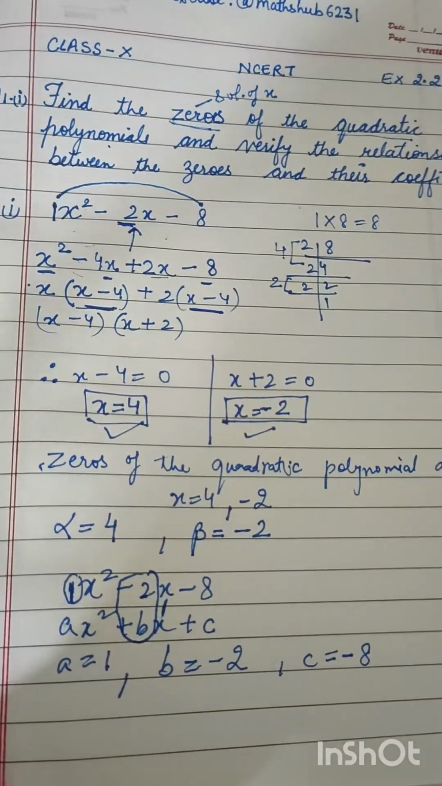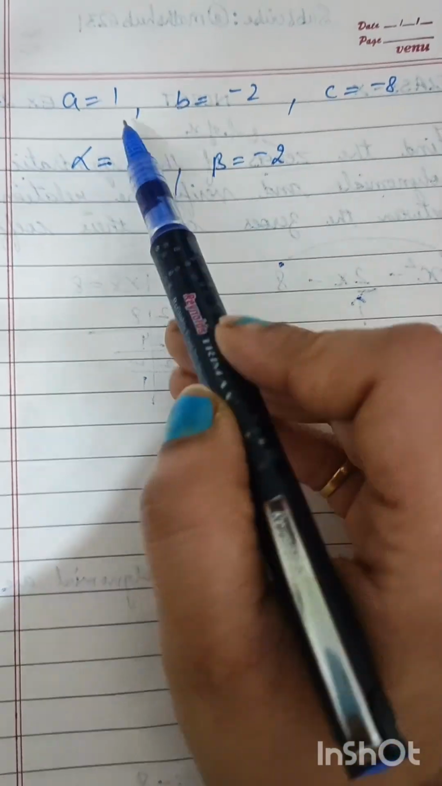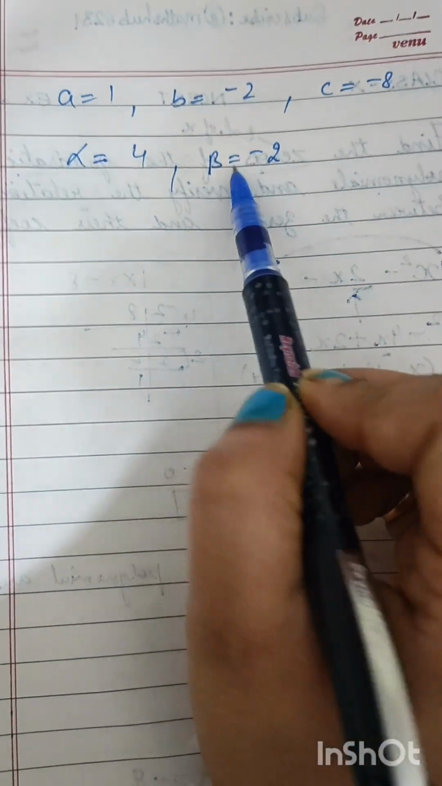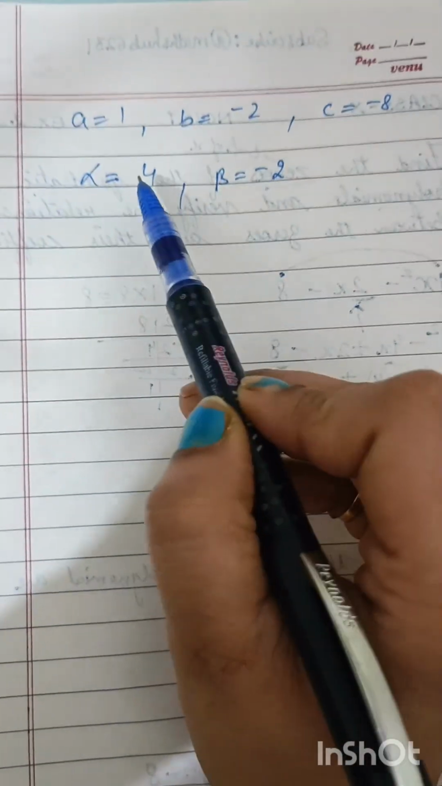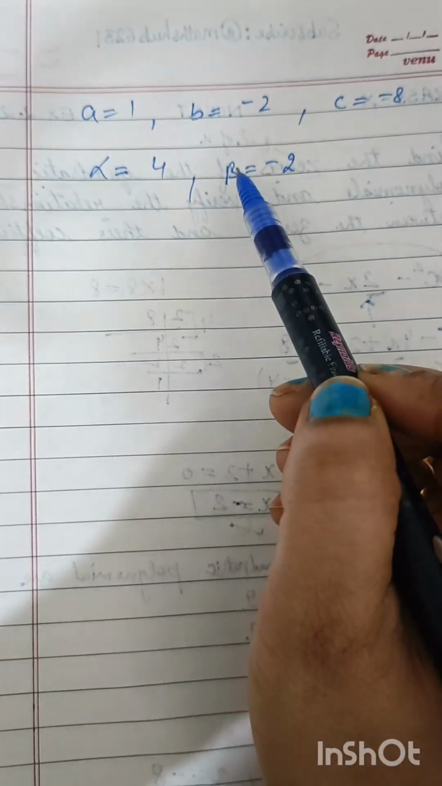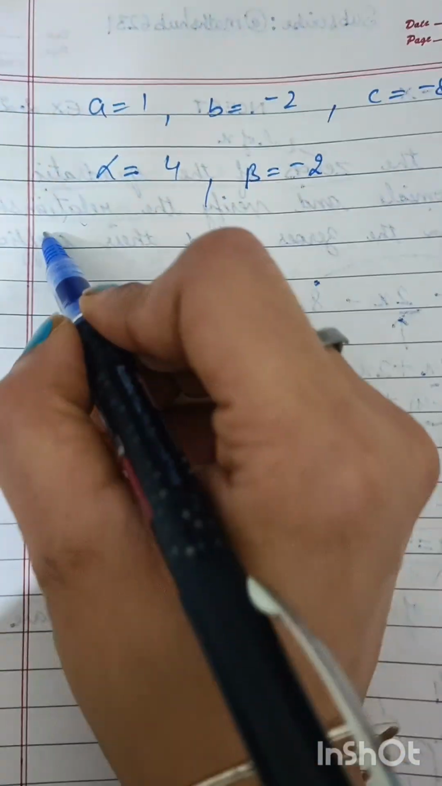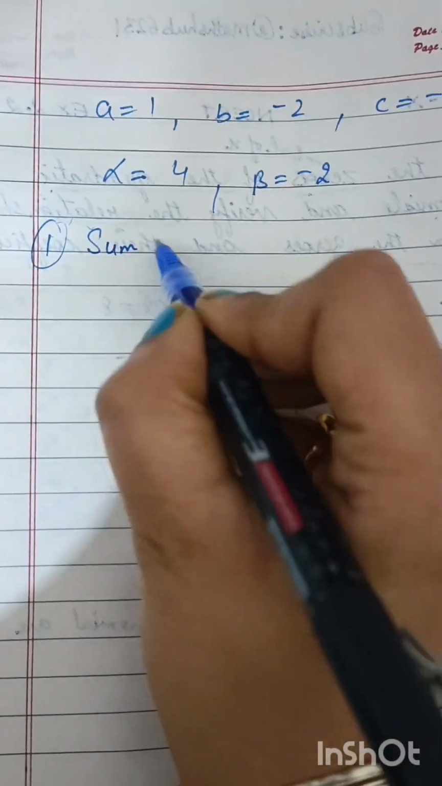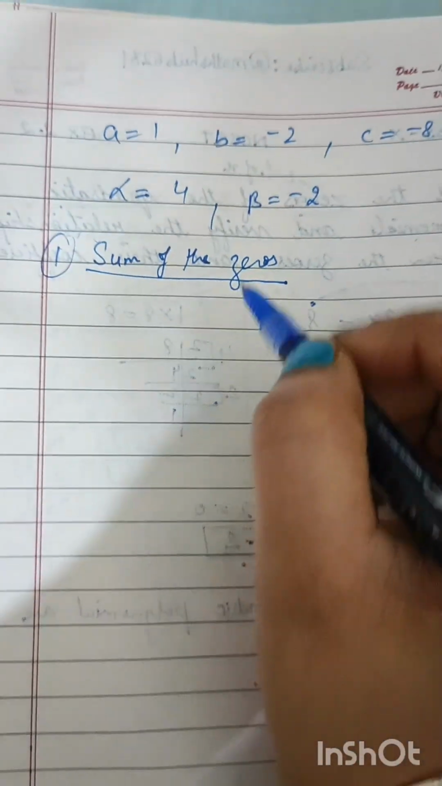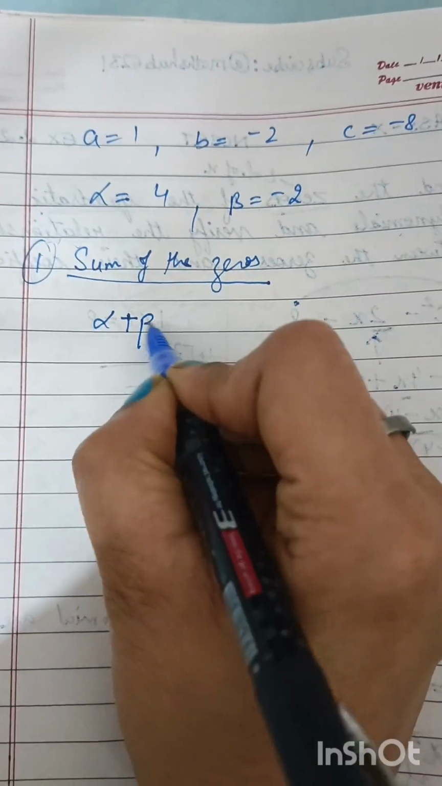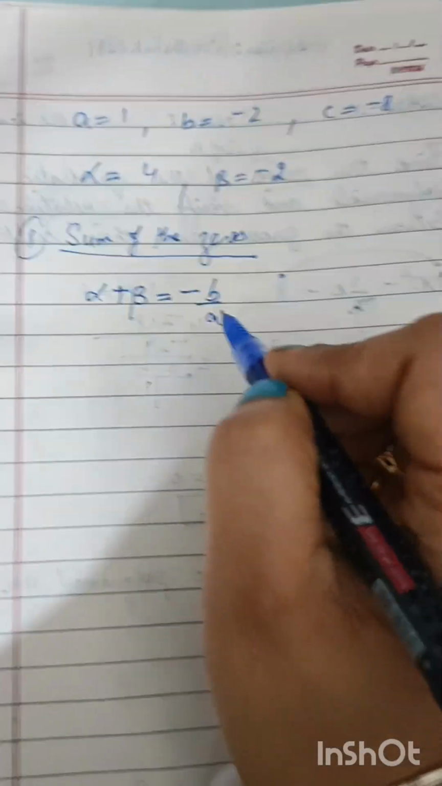To verify our answer, firstly we'll take these zeros of the polynomial. We have to verify that using these two zeros, are we getting the quadratic polynomial which we had in the question? So firstly we'll find the sum of the zeros. The sum of the zeros is alpha plus beta, which is equal to minus b upon a. This you have to remember while you are verifying.